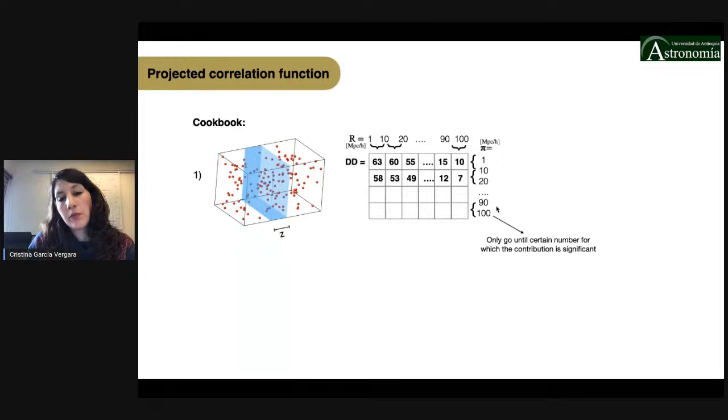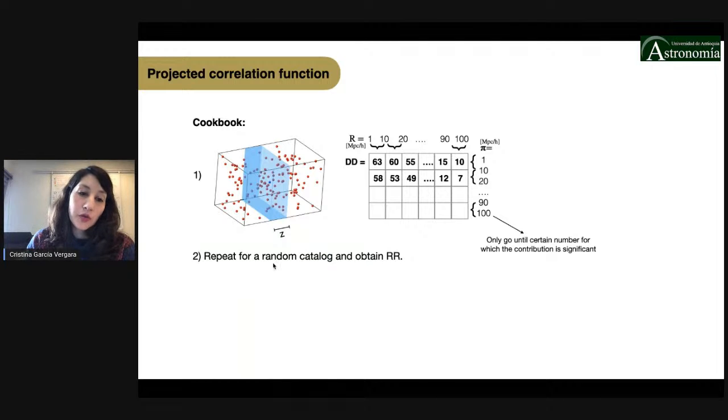And as I explained before, you normally only go up to a certain maximum redshift distance, because if you continue to longer distances, you're going to have a very small number of pairs because you are too far from the galaxies, and given that the clustering decreases with the distance, you expect to have a weak signal here. Then you normally stop at some point.